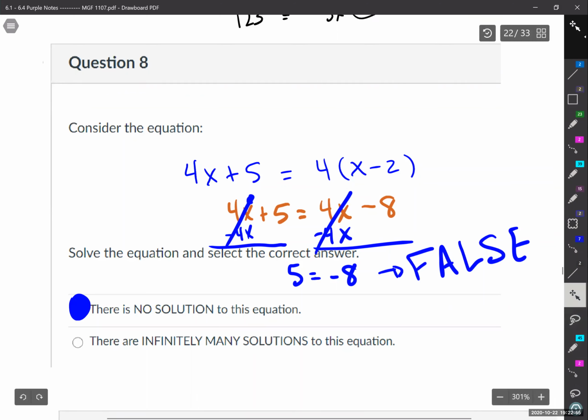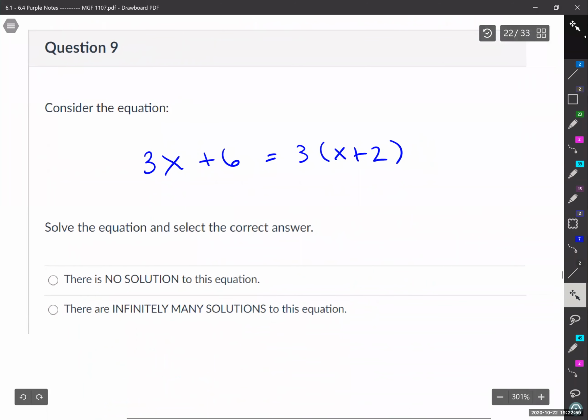Now, a similar case, except instead of getting to a false statement, is when we get to a true statement. Take a moment to try to solve this and identify whether we would have no solution or infinitely many. Perfect, Kimberly.